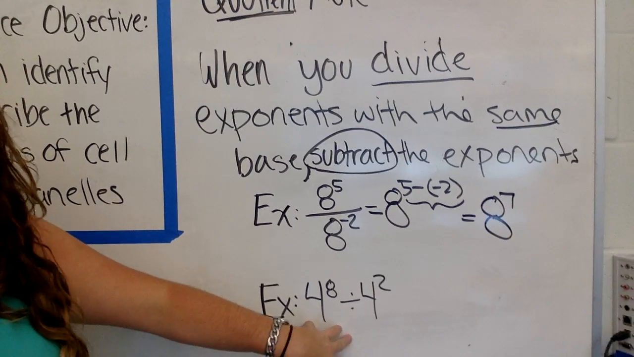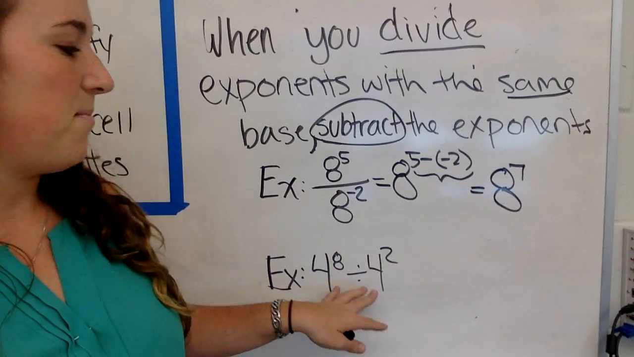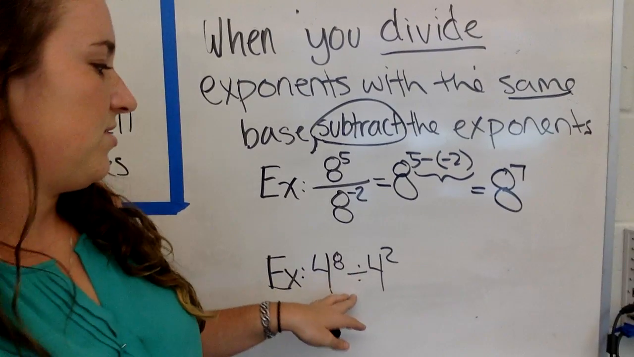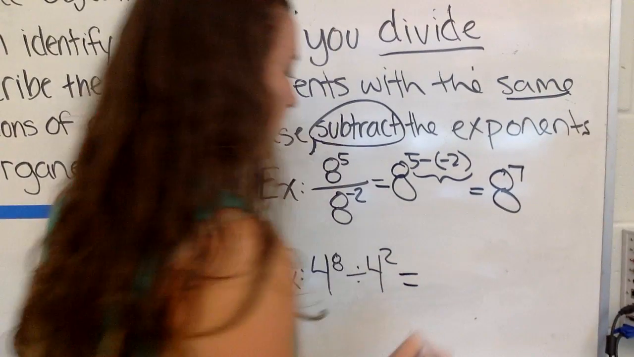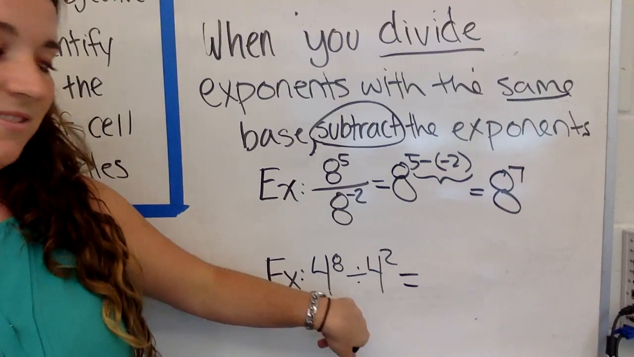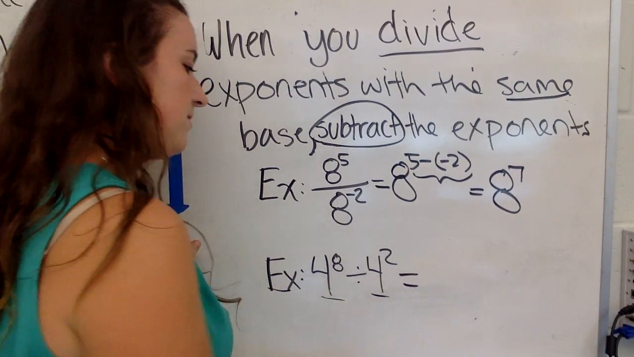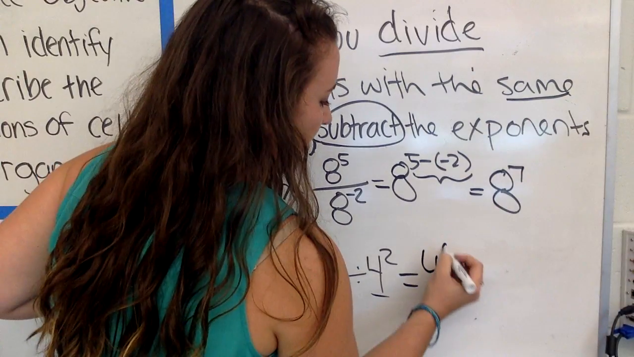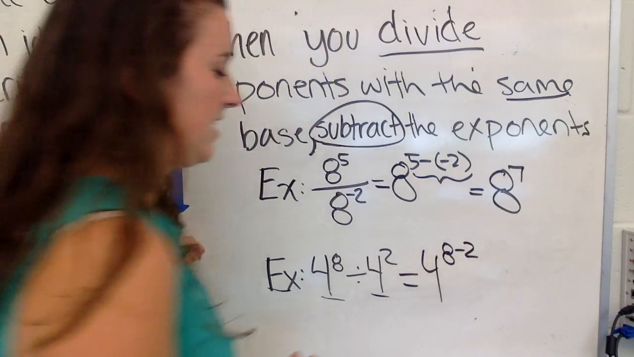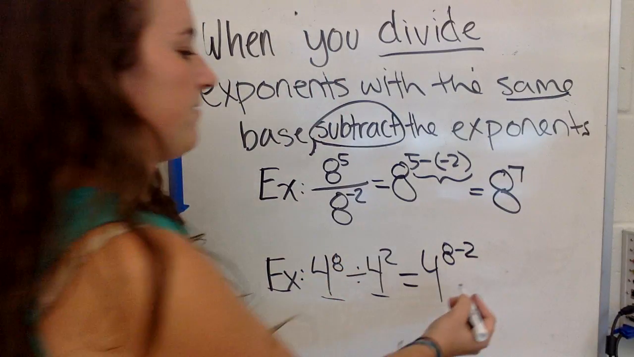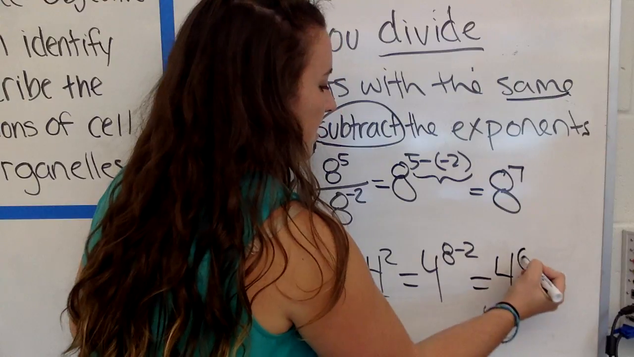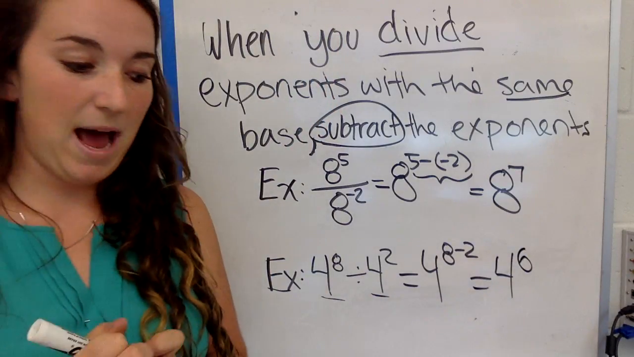Now let's try the second example. This example looks different, but is it division? Yes, so we can use our quotient rule. Do we have the same base in these 2 numbers? Yes, we do. Our base is 4, so we can subtract our exponents. 8 minus 2 will give us 6. So our final answer is 4 to the 6th power.